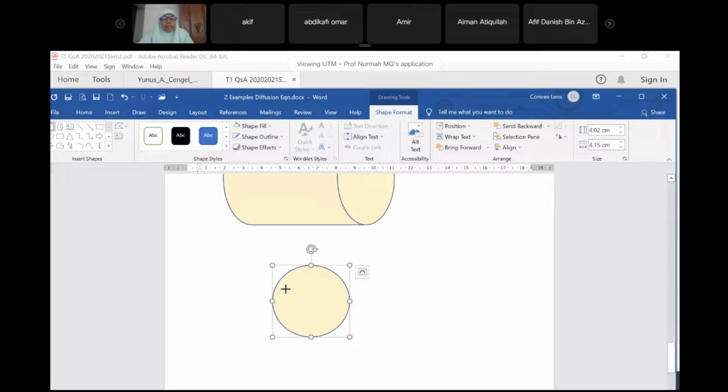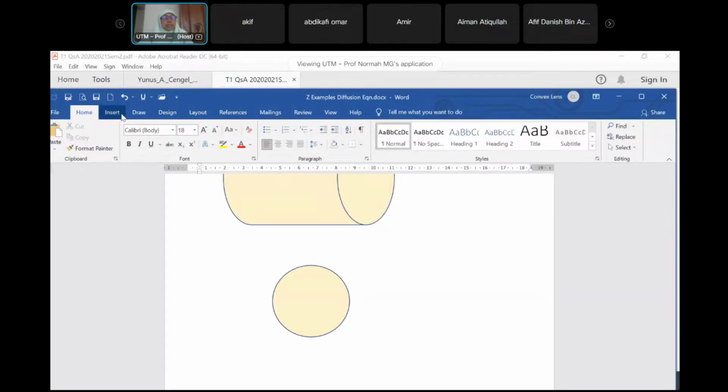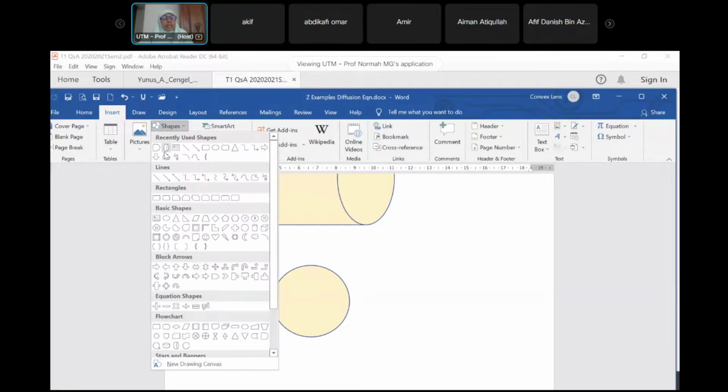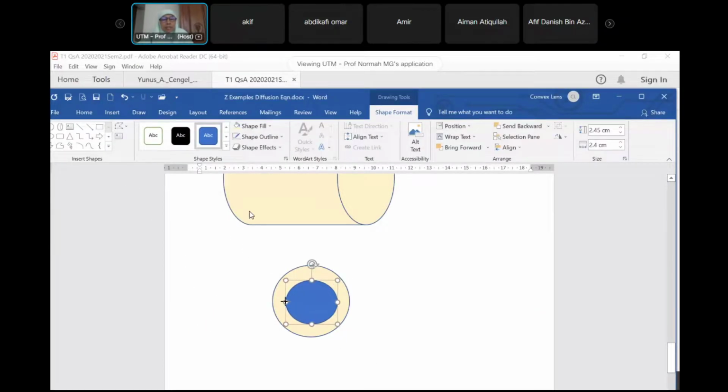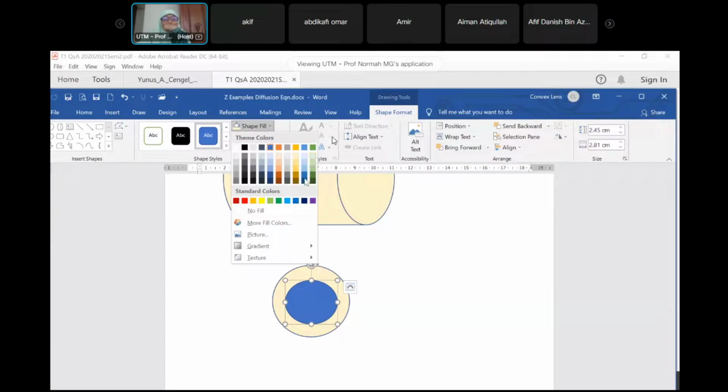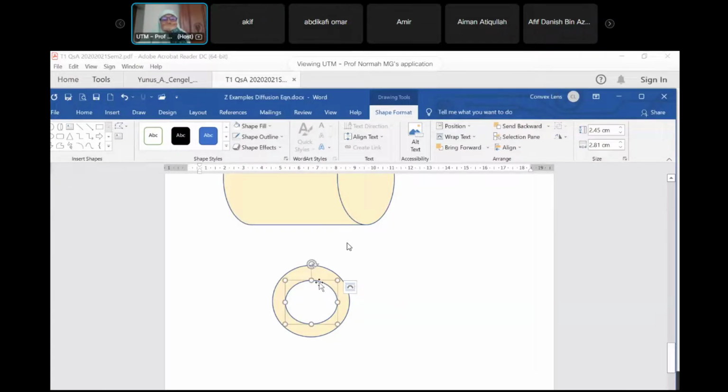Then make another circle. Okay. Let's consider this circular cylinder. So this is, let's say, the front view. Next, what do we need to do?